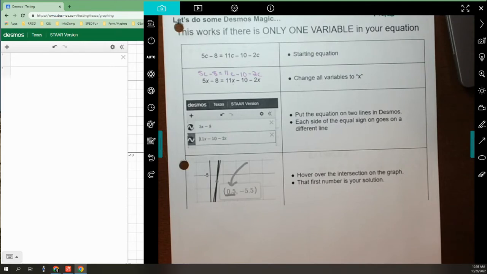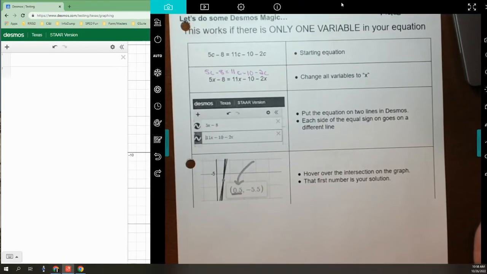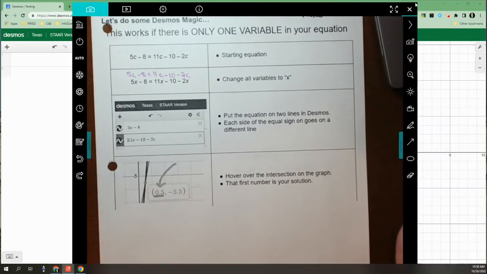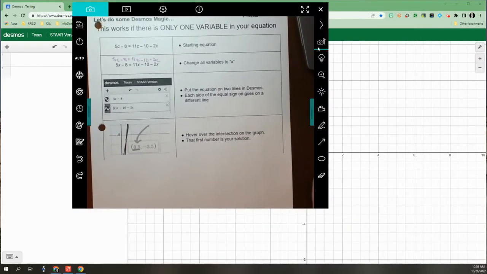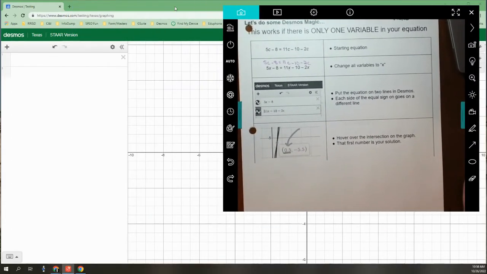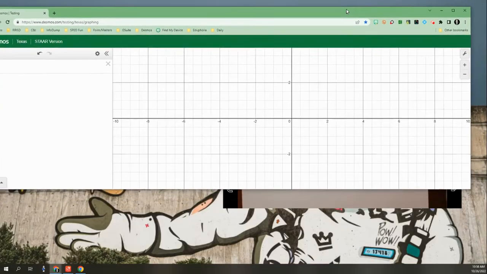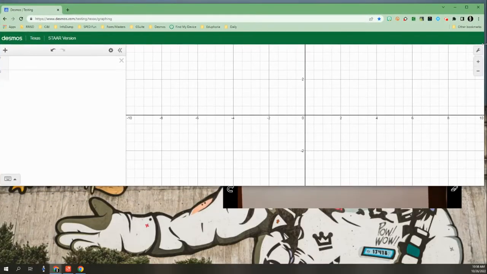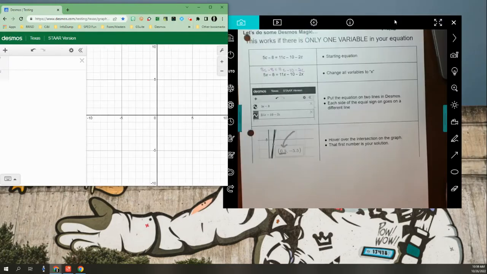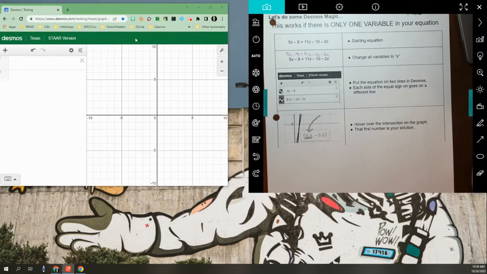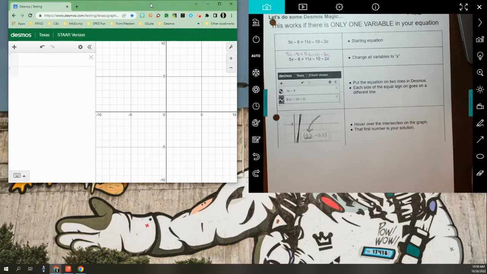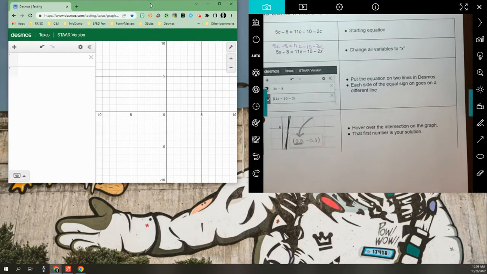Step 2. This is where the Desmos happens. This is fun. Let me go ahead and change this around a little bit so we can see everything. Okay, so you're going to go to Desmos, the star version. Because it's the star version, that means you can do what we're about to do on the star test. We love it.